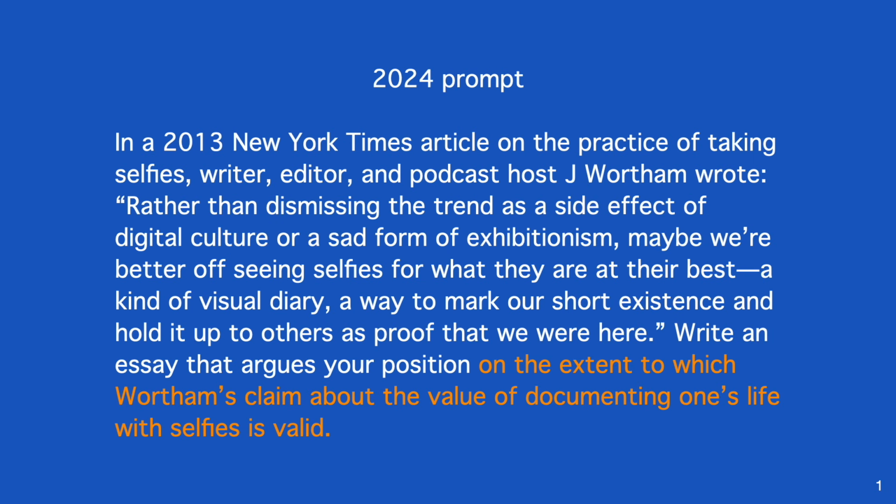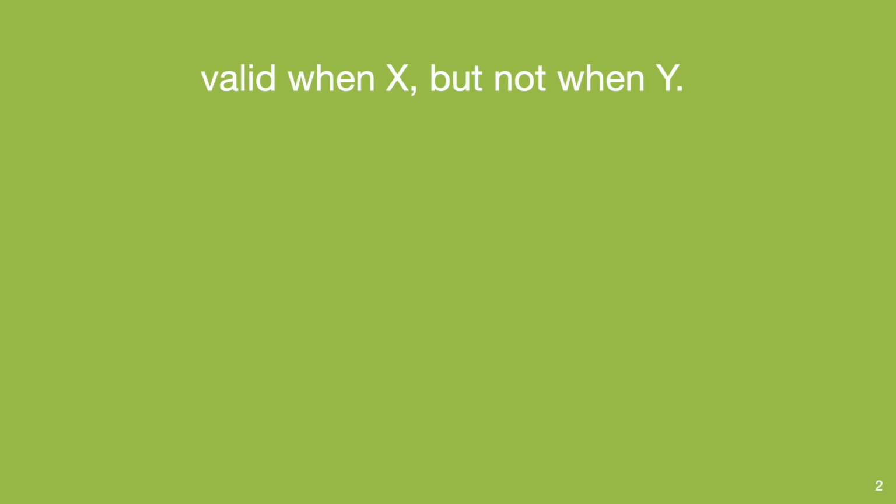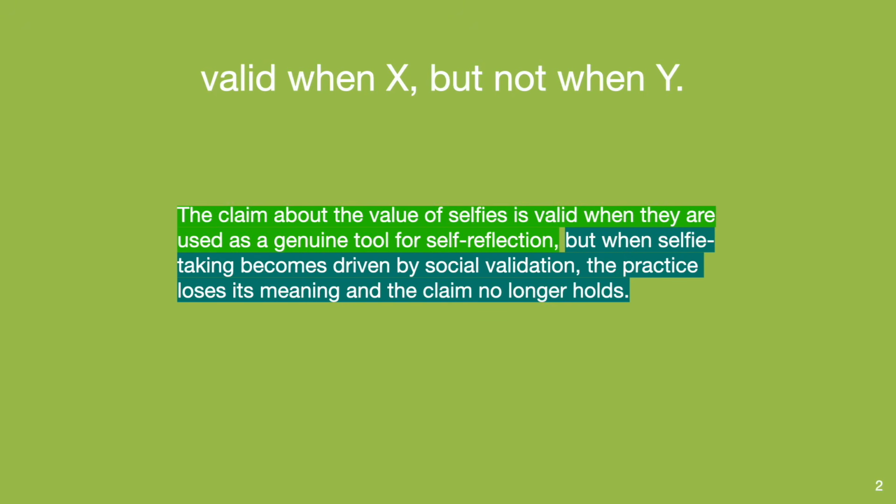If you watched my last video on how to brainstorm the argument essay, you'll remember the thesis structure: valid when X, but not when Y. If you haven't watched it, click the link in the top right corner. Here's the thesis we are working with today. The claim about the value of selfies is valid when they are used as a genuine tool for self-reflection. But when selfie taking becomes driven by social validation, the practice loses its meaning and the claim no longer holds.